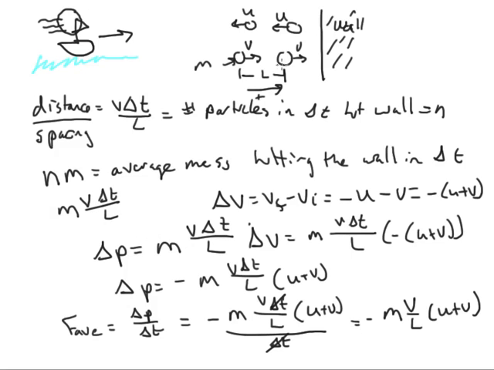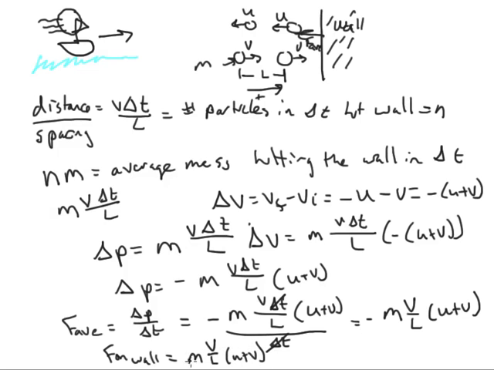So this force, which I've called F_av, will be in this direction. So it's in the minus direction, so it's causing the change in momentum of the air particles to be towards the left. And then the force on the wall, or the sail of the ship, is just, by Newton's third law, going to be the opposite of this. That's going to be the same magnitude, but opposite in direction. So m times v over L, u plus v.